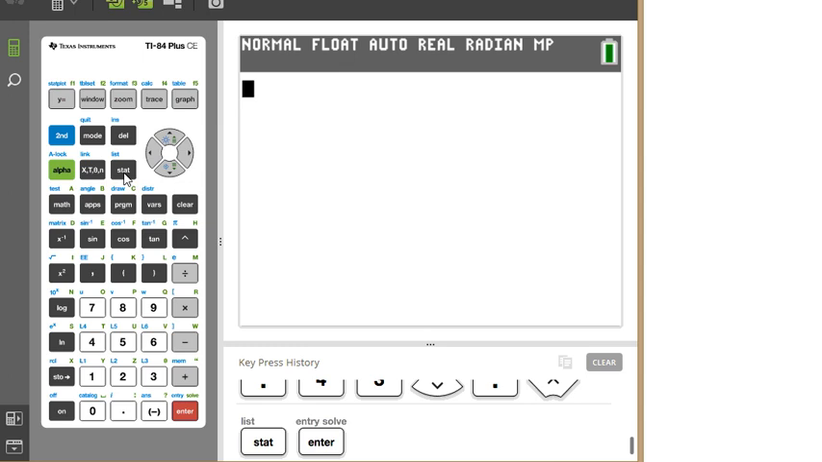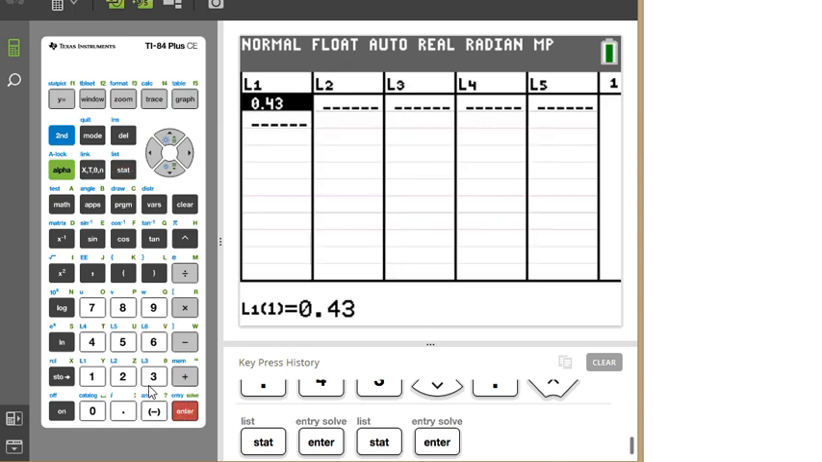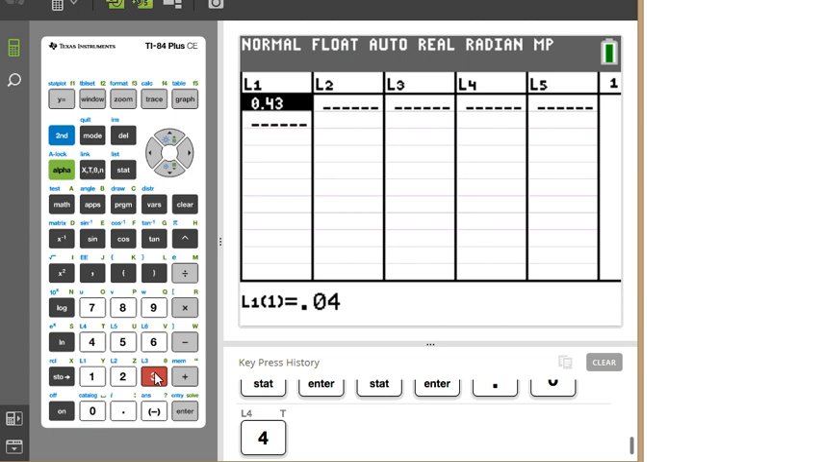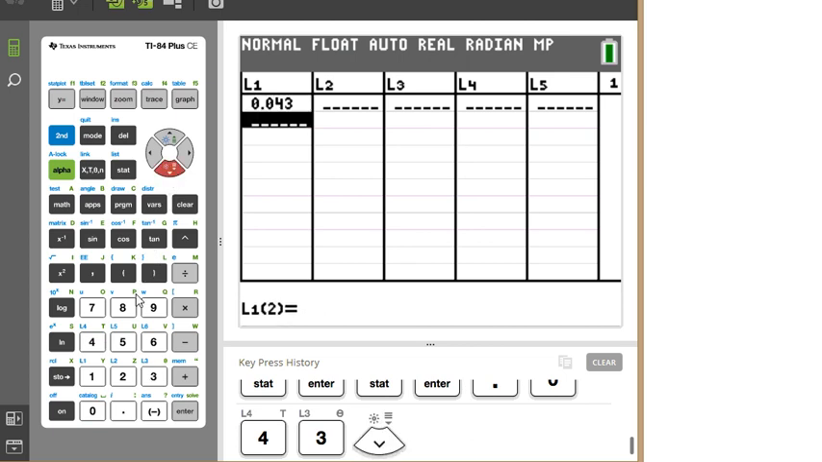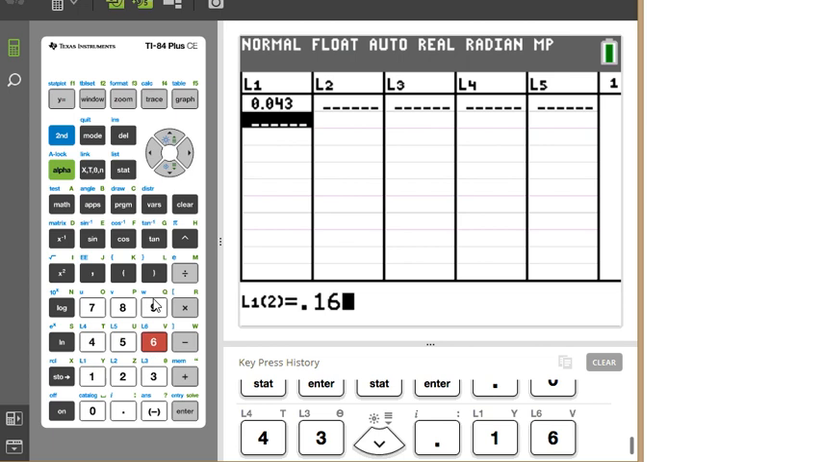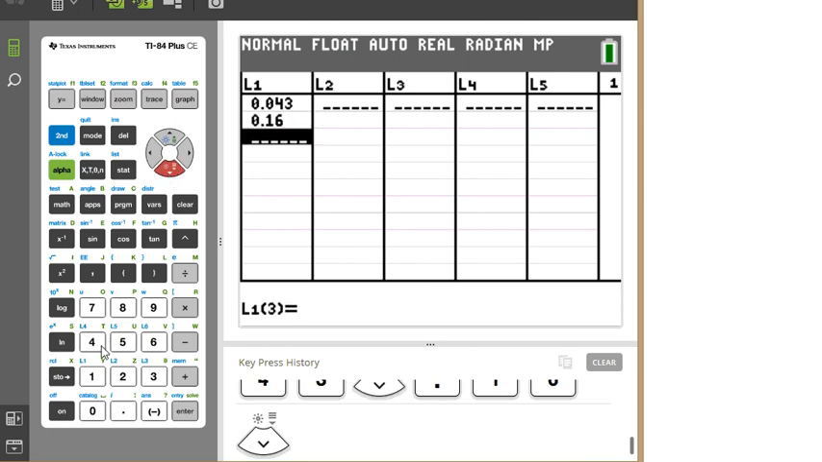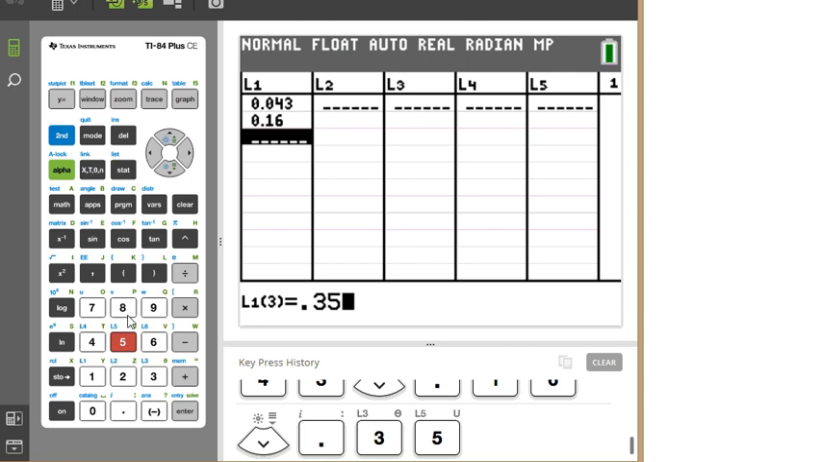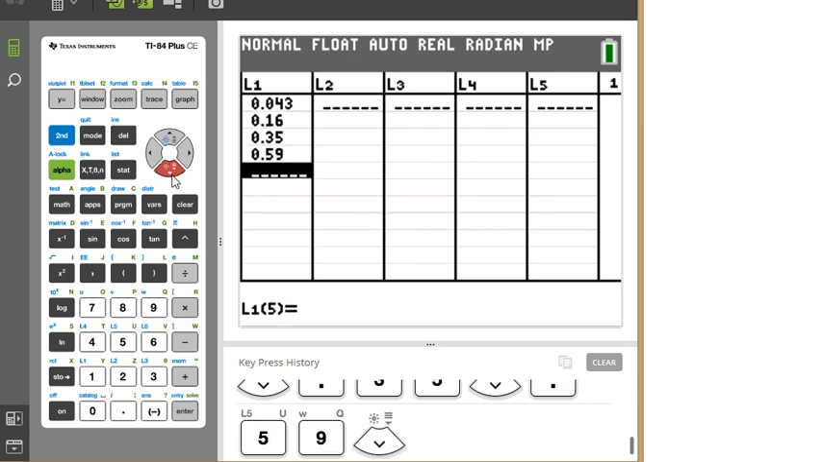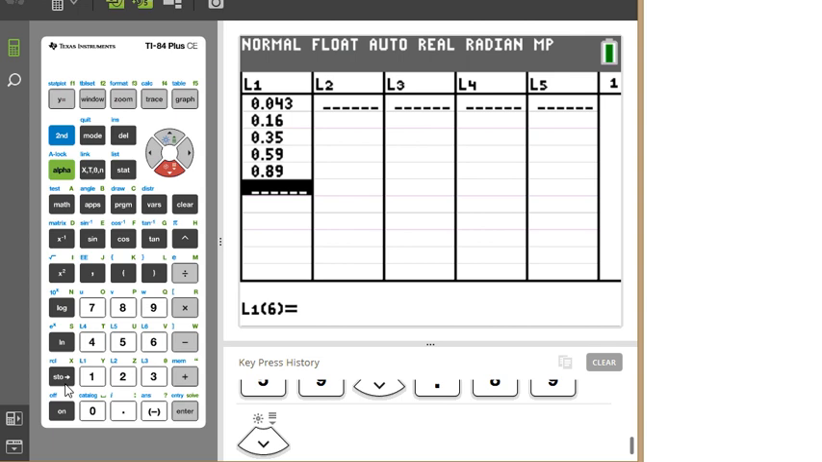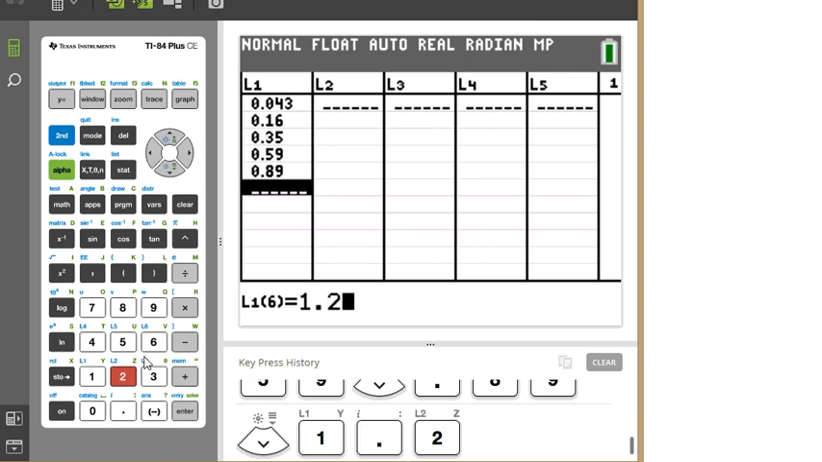Try it again. Stat edit. 0.043. There we go. Next one's going to be 0.16. Next one's going to be 0.35. 0.59. 0.89. And finally, next column, 1.26. So we have all the x values entered here.